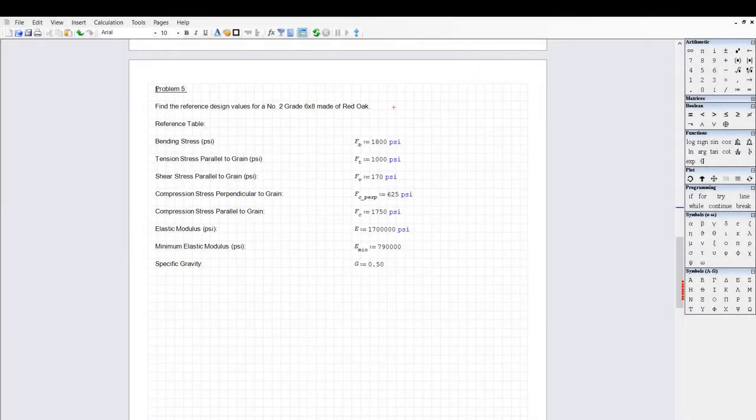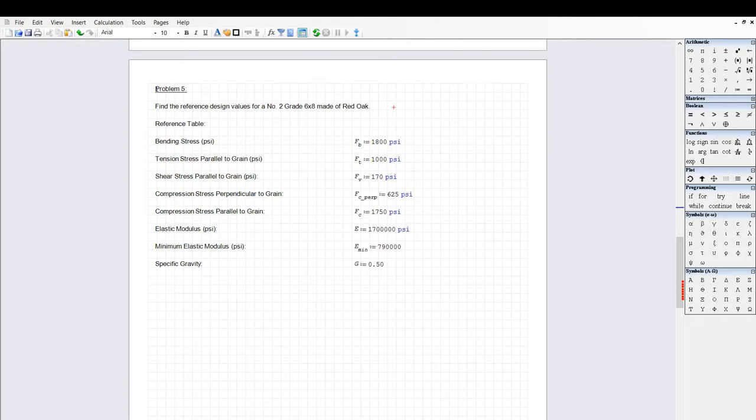All right, next let's consider this example. Problem 5. Consider the reference design values for a number 2 grade 6x8 made of red oak. Red oak. Interesting. That can't be terribly common. That's definitely not your typical tree plantation, tree farm, mass-produced softwood. But there may be some cases where you might have that and you want to use that. So let's go ahead and give that a try.